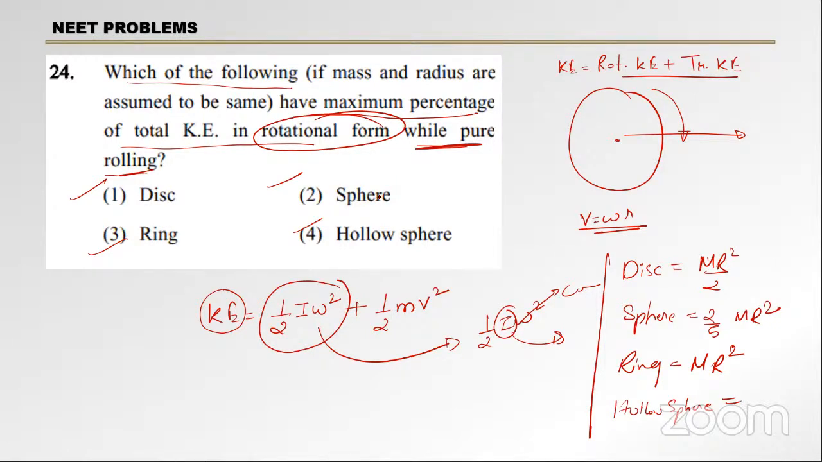Good. Alish Haryani told the answer. Huh? What you people are doing? It is 2/3 mr². Okay. So which will be having more moment of inertia? Ring. So ring will be the answer. Chalo. Next.